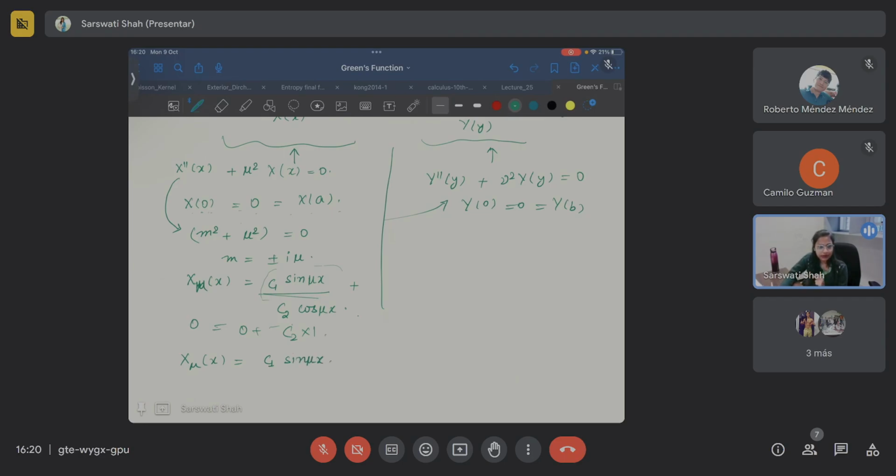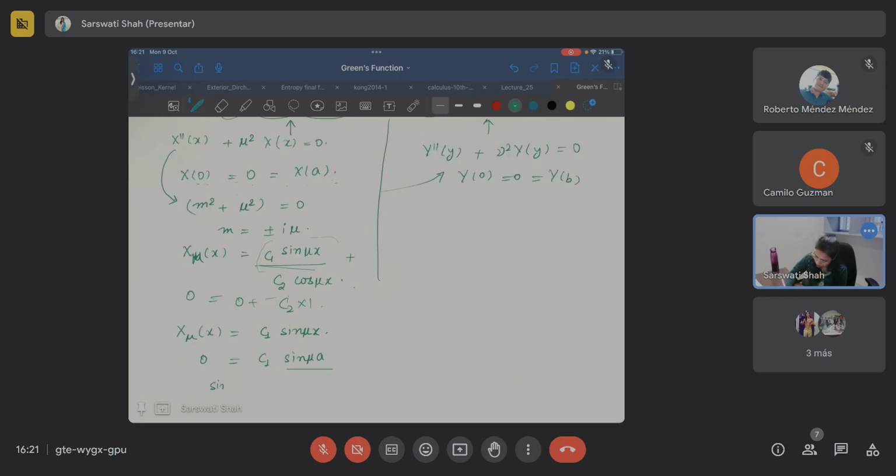The second limit, when you substitute X of a equals 0, it is going to give you 0 equals c1 sine of mu a. Now c1 cannot be 0. So we have to take sine of mu a equals 0. And sine is 0 when the argument is an integer multiple of pi.